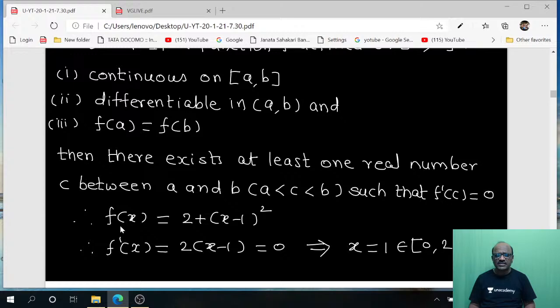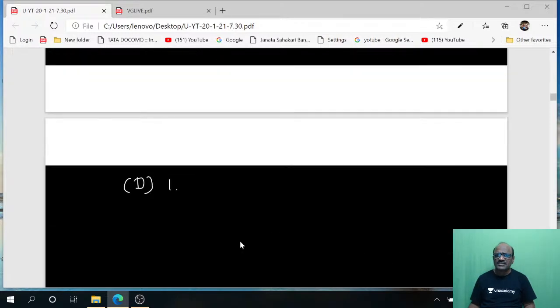Now what is our function? Our function is f(x) = 2 + (x − 1)². Its derivative is f′(x) = 2(x − 1), and that equals 0. It implies that x = 1, and it belongs to the closed interval [0, 2], and hence option D, that is 1, is the correct one.